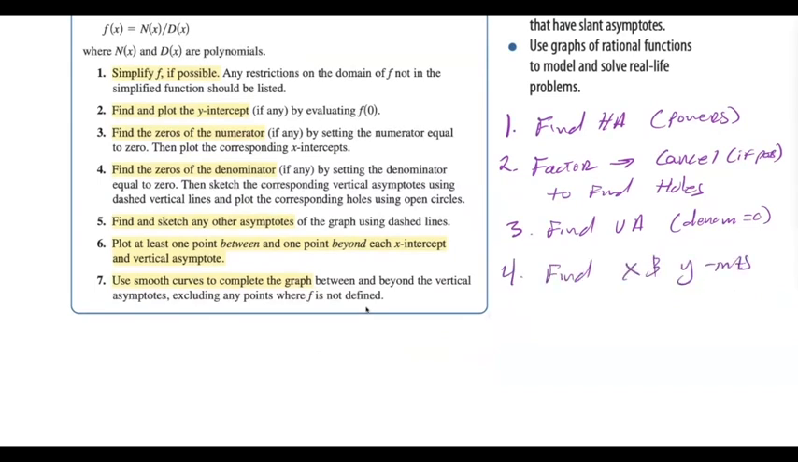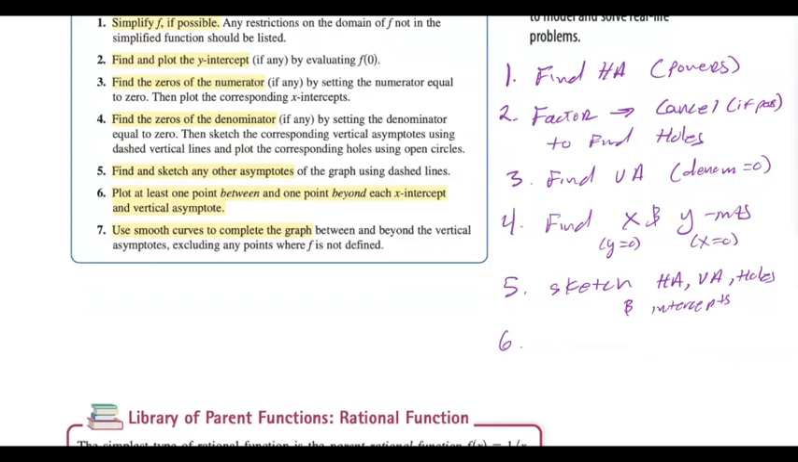Remember, for the x-intercept, you set y equal to 0. For the y-intercept, you set x equal to 0. Step 5, we're going to sketch and plot all those. Sketch the horizontal, vertical, holes, and intercepts. And then finally, the last bit, where you're going to fill in with technology. We're going to use technology to fill in the rest of the graph. Or we're going to make a table and pick a point in each region.